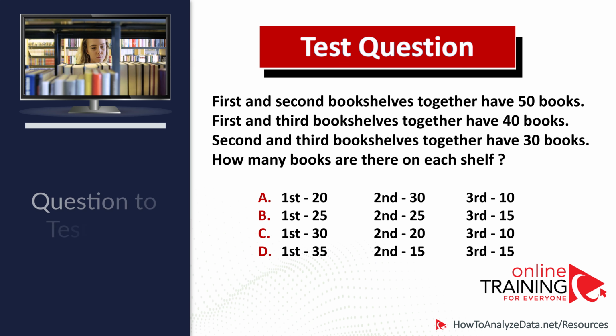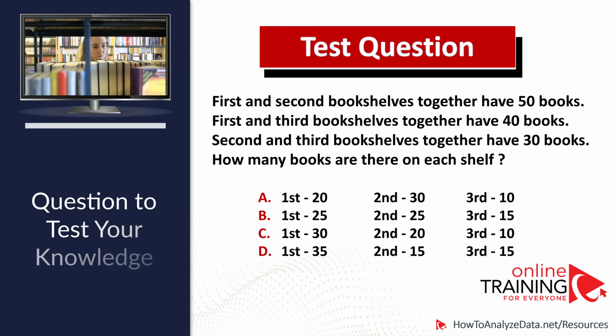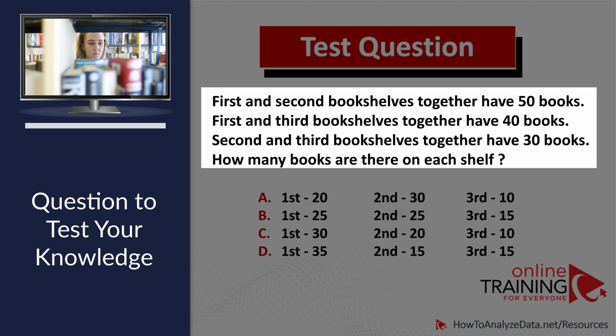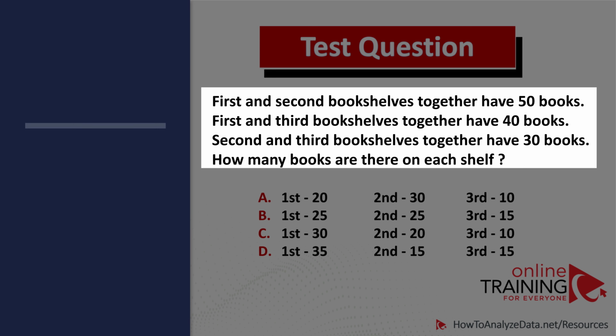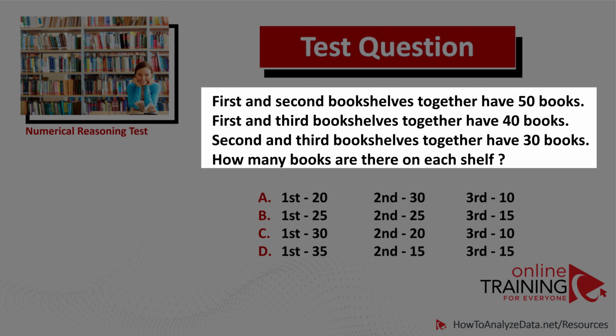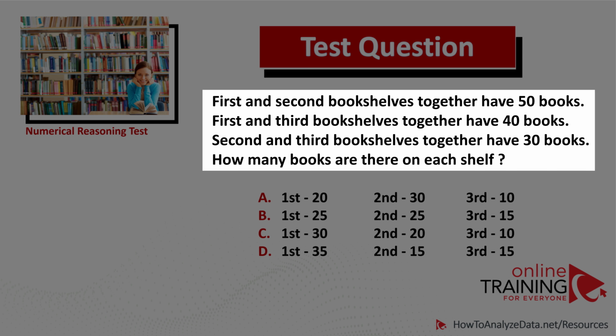And now, here's the question for you to try. Please make sure to post your answer in the comment section of this video. First and second bookshelves together have 50 books. First and third bookshelves together have 40 books. Second and third bookshelves together have 30 books. How many books are there on each shelf? And you have 4 choices of different sets.